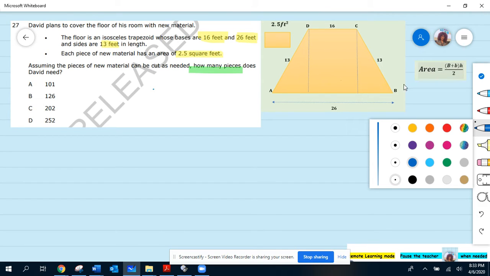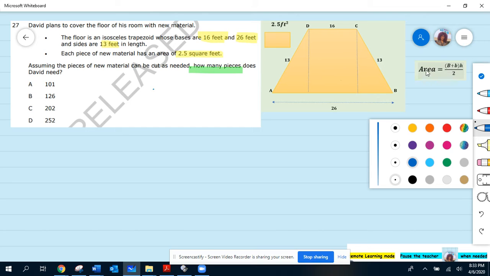So here is the isosceles trapezoid. Do we have the bases, both bases? Do we have the congruent sides? And do we have the area of a piece? So how many pieces do we need to cover this floor means that we should calculate how many pieces are embedded in the surface. So that's why we need the area of the surface.